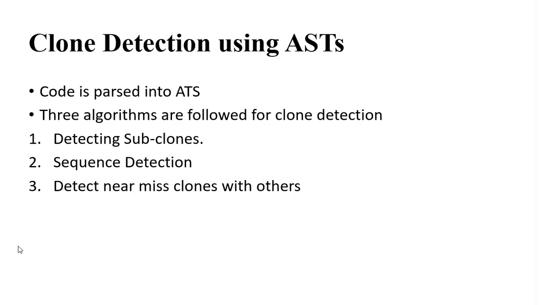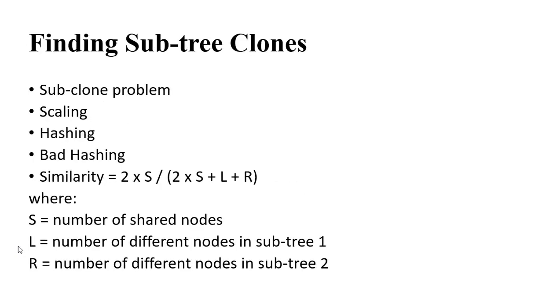First they parse source code with ASTs and then apply three algorithms, namely the first one detecting subtree clones, the second sequence detection algorithm, and the third detecting near miss clones. So let's get started with finding subtree clones.